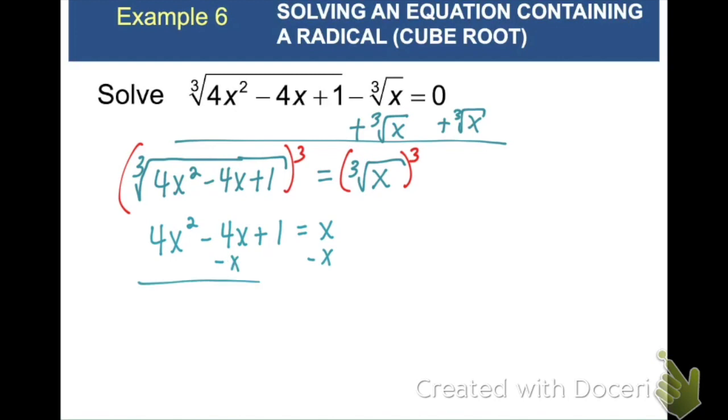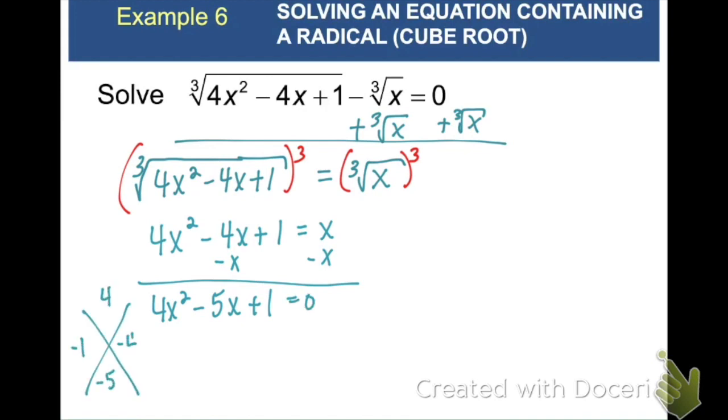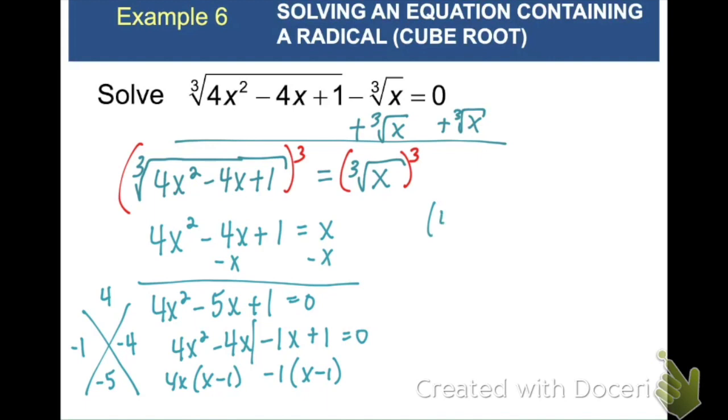We've got a quadratic here, so I'm going to move my x over so that I can factor my quadratic. Set my x up. I have a times c in the top, b in the bottom. And we're going to factor by grouping. Once we've factored, we're going to set each of our factors equal to 0 and solve for x.